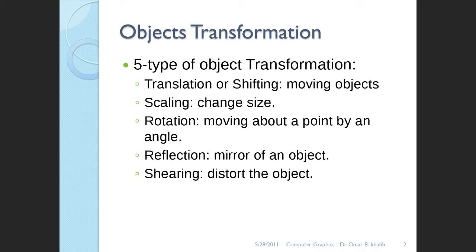When we translate or shift an object from one position to another position, it changes the pixels of that object. The second one is changing the size of the object. This is known as scaling. The third one is rotation. We consider a point and an angle, and we rotate the object by that angle about that point. Then there is reflection, which is a mirror of an object, and finally shearing.